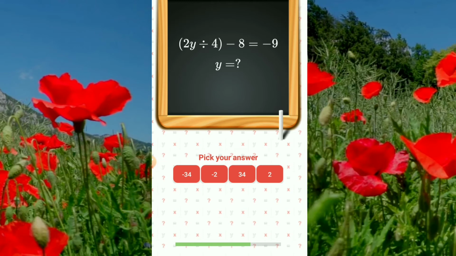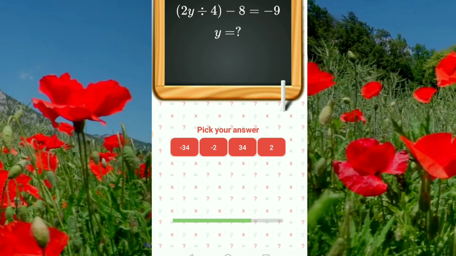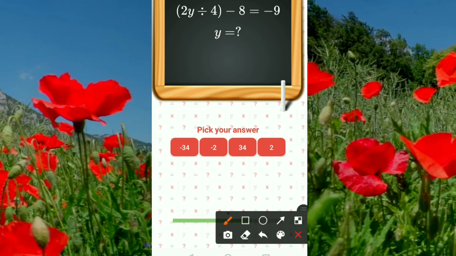2y divided by 4 minus 8 equals negative 9. We need to add the 8 to both sides to remove negative 8 from the left. So negative 9 plus 8. Erase the y. Then 2y divided by 4. So 2y divided by 4 equals, so negative 9 plus 8.